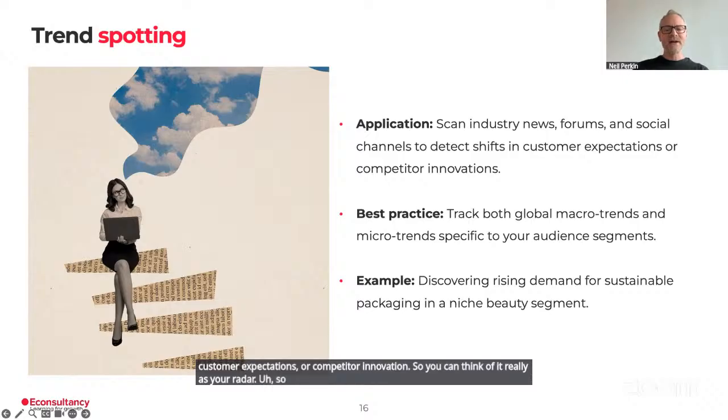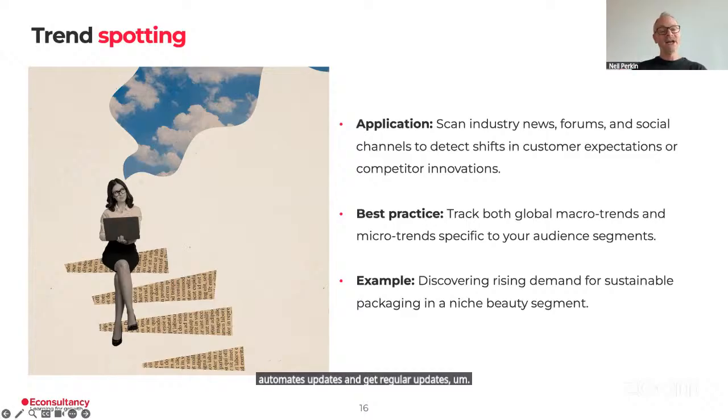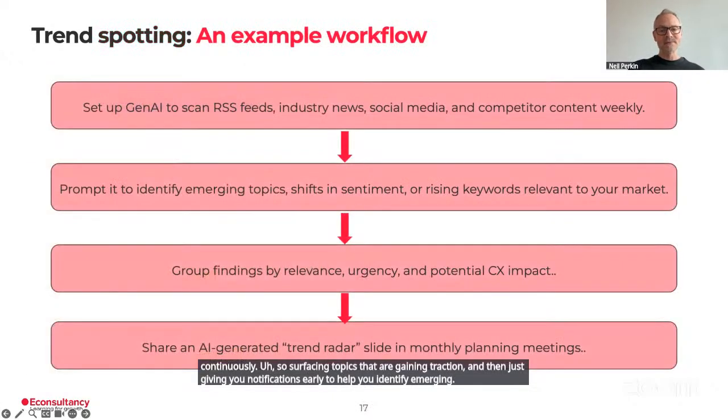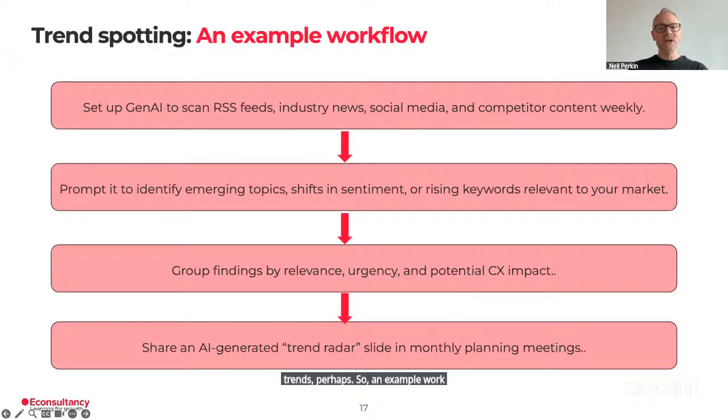So generative AI can monitor industry news basically for you, or social conversations. You can even automate updates and get regular updates via agents and so on. And also it can just monitor things like forums, but do it continuously. So surfacing topics that are gaining traction and then just giving you notifications early to help you identify emerging trends, perhaps.